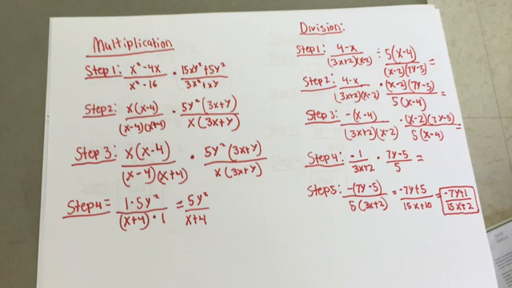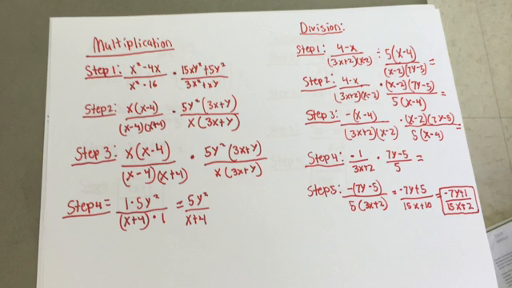And then for the division section, the problem is 4 minus x over 3x plus 2 times x minus 2 divided by 5 times x minus 4 over x minus 2 times 7y minus 5. So what you do for step 2 is you keep, change, flip. So you change the division sign to multiplication, and then you flip the fraction to the right. So you have the opposite.